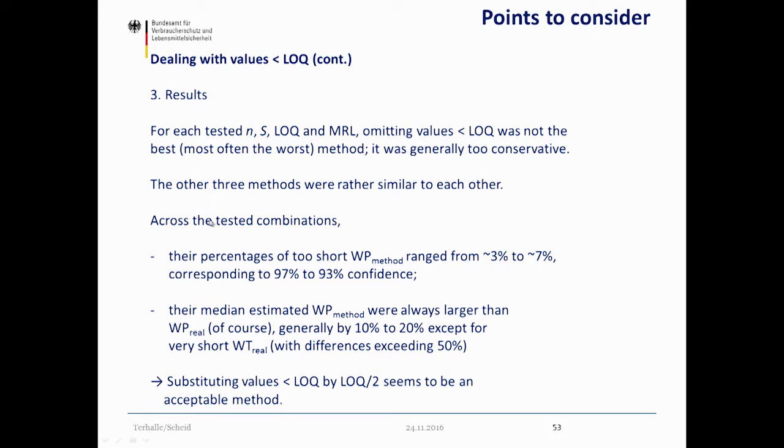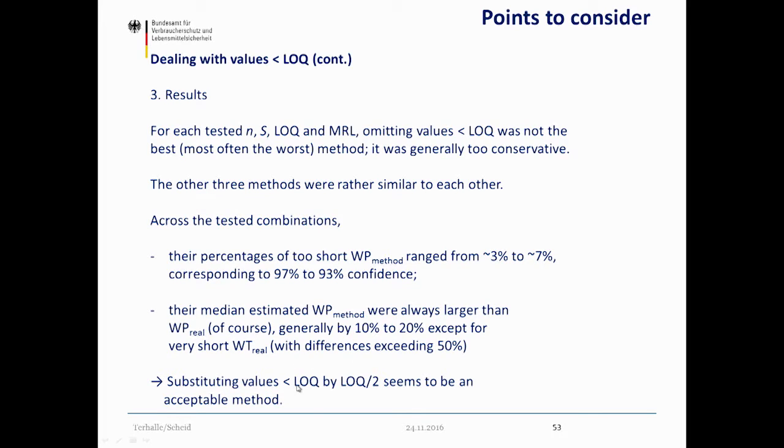And then the result was as follows. For each of the tested values, omitting the data was generally conservative, which is clear. This increases the withdrawal time. Omitting the data below the LOQ increases the withdrawal time significantly. And the other 3 methods were rather similar to each other. The percentage of too short withdrawal times ranged from 3 to 7%. And the median estimated withdrawal times were always larger than the real withdrawal time, generally by 10 to 20%.